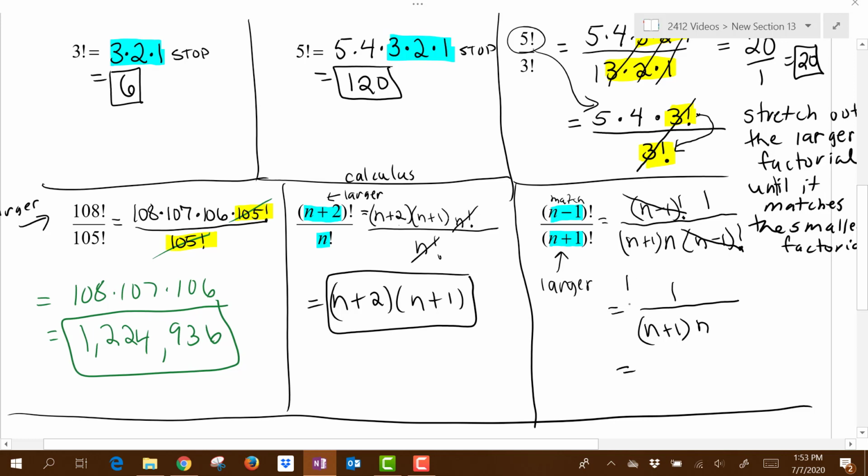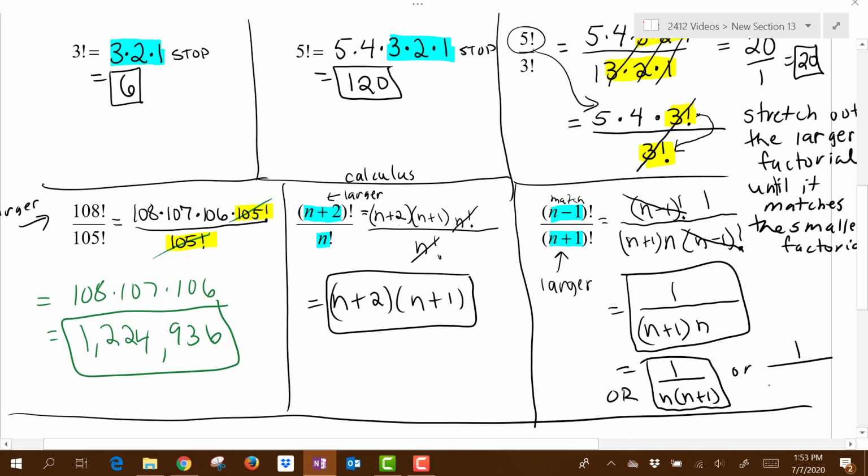Now you can write that any way you wish. Some might prefer to write that as n times n plus 1. That's fine. Or if you wanted to do the distribution at the bottom, you could do that as well. So n times n would be n squared, n times 1 would be n. So any of those three are perfectly fine solutions.